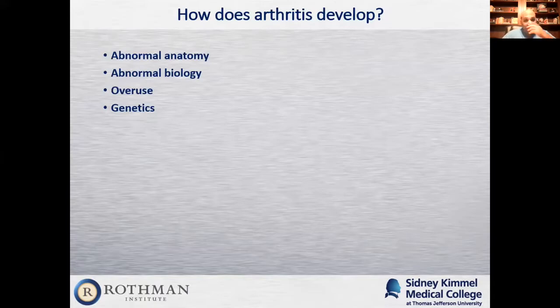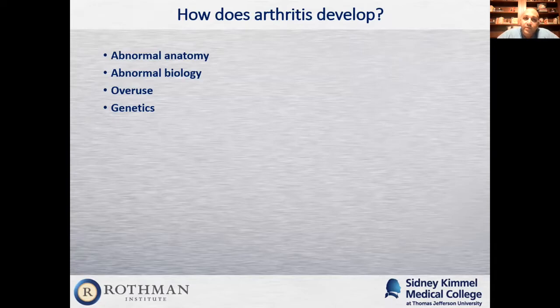So how do we develop arthritis? Well, it's something that we typically develop over time. You can have abnormal anatomy, like let's say if you had a hip problem as a kid, you may be predisposed to developing arthritis in your 40s or 50s. You could have abnormal biology, where if you maybe don't have great blood flow to the top part of the hip bone, that can cause the femoral head to collapse or die. That's a condition known as avascular necrosis or osteonecrosis.